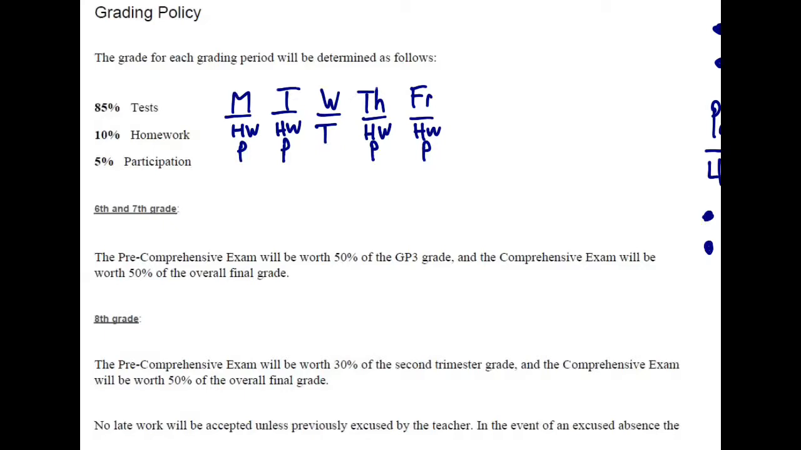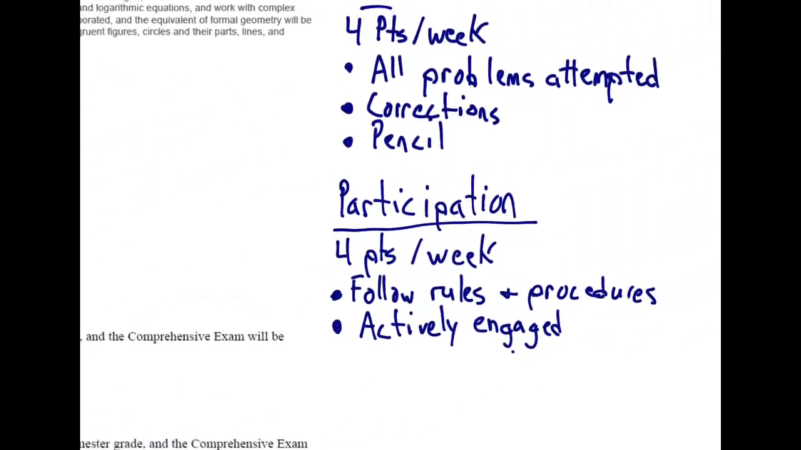So what would your typical week look like here? So here we have, I've written it right here on the right. Of course, you won't see this on your syllabus, but this is just an illustration for you. So we have Monday through Friday here. Wednesdays is test day. And then the other days, Monday, Tuesday, Thursday, and Friday, you'll be earning homework and participation points. So let's take a quick look at those and how we're going to count those.